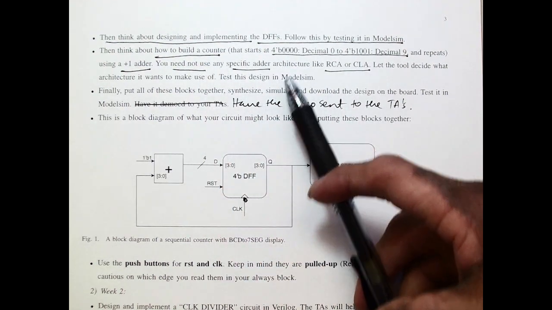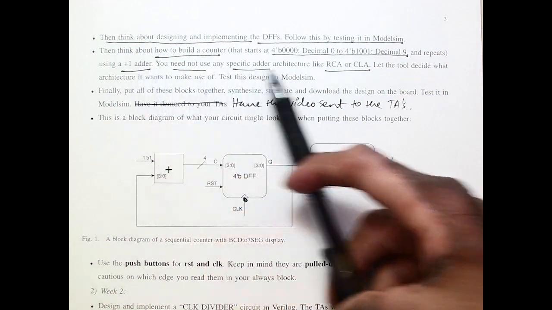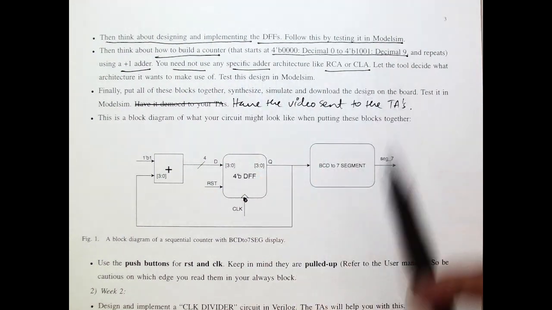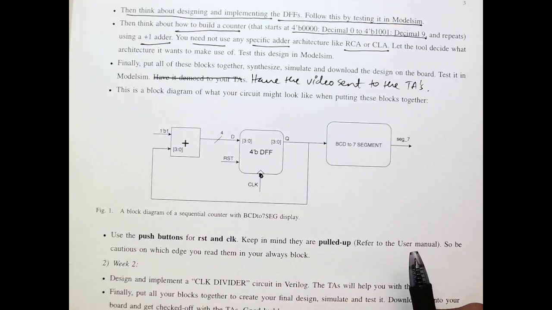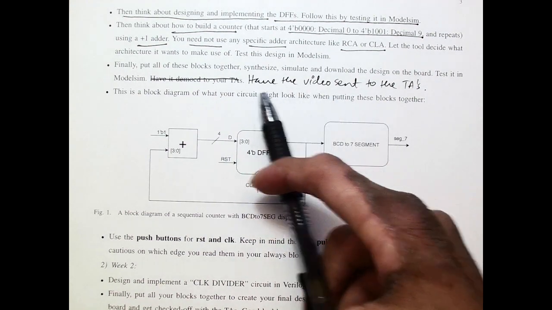What you should be doing is your counter basically starts at 0 and goes to 9 and then loops. So 0 to 9, goes to 0, 0 to 9, and goes to 0. Keep in mind, you don't have to use any specific adder architecture. You can just tell the tool to decide what adder it wants to use.